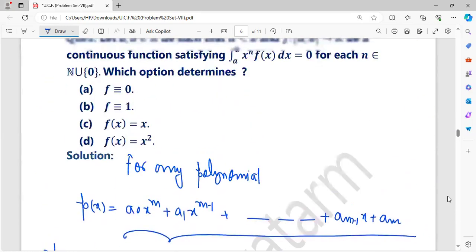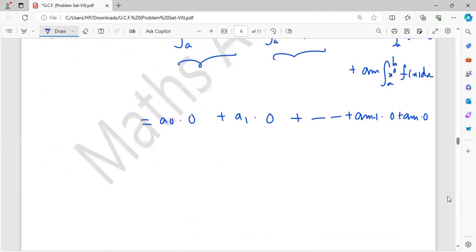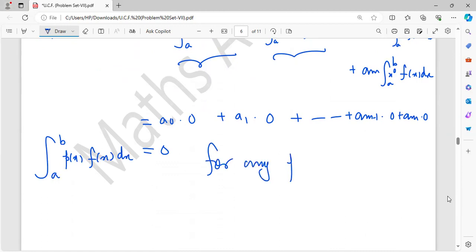Because it is given in the question that integral a to b x to the power n f(x) dx is 0 for each n belongs to N. You take n is equal to 0, you find integral a to b f(x) dx is 0. n is equal to 1, you will find integral a to b x f(x) dx is 0. Then x square f(x) dx integral is 0, like that, for any natural number n. So integral a to b P(x) f(x) dx is 0 for any polynomial.